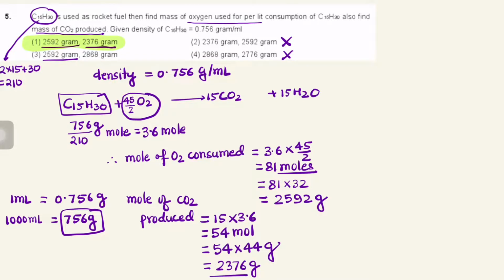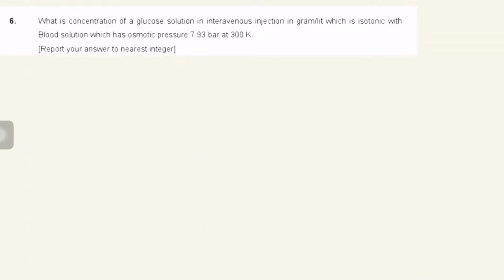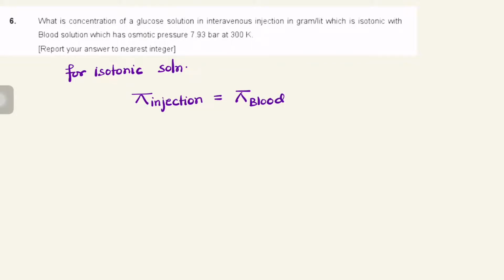Okay, let's move to the next question now. What is the concentration of glucose solution in intravenous injection in gram per liter, which is isotonic with blood solution, which has osmotic pressure of 7.93 bar at 300 Kelvin? So we know that for isotonic solution, the osmotic pressure, that is pi of that injection, should be equal to the pi of the blood.